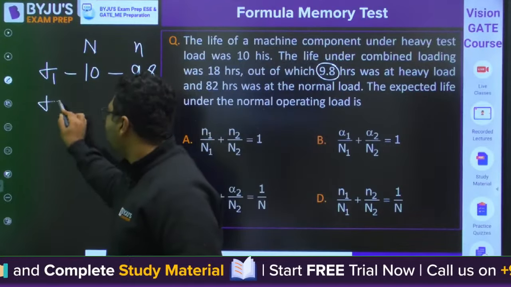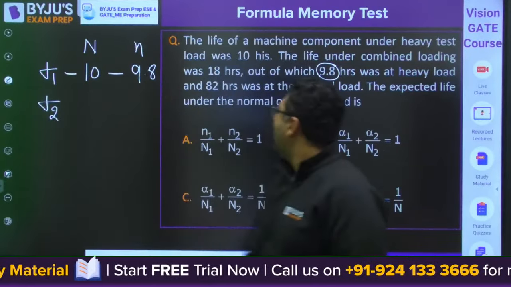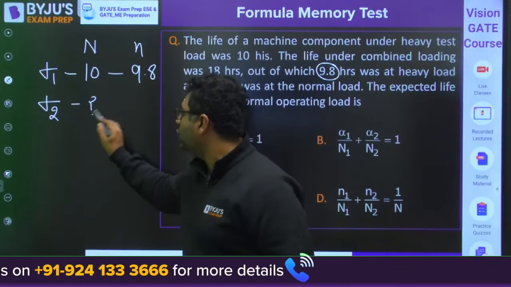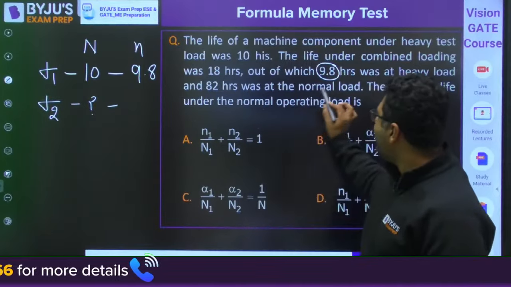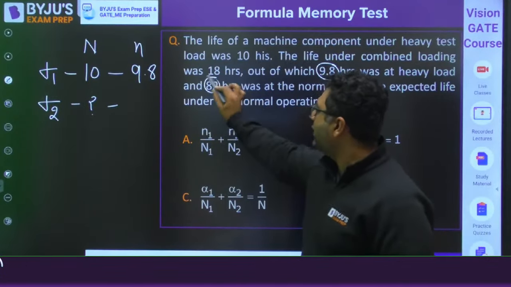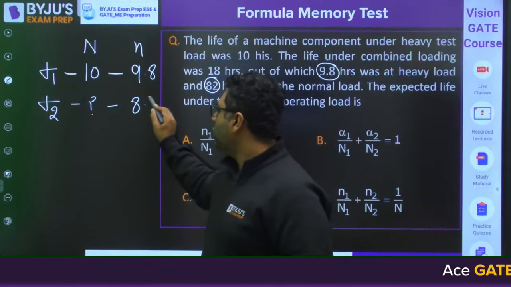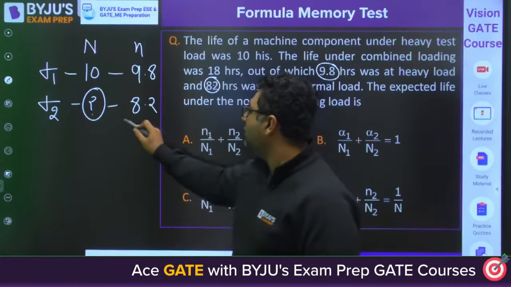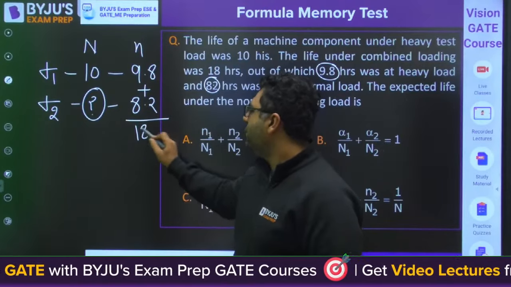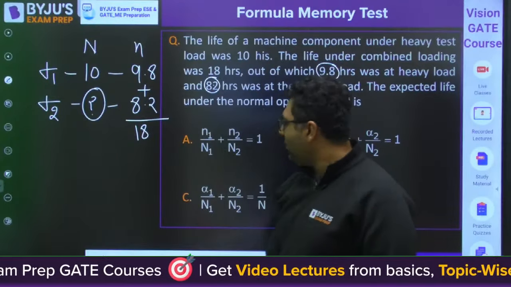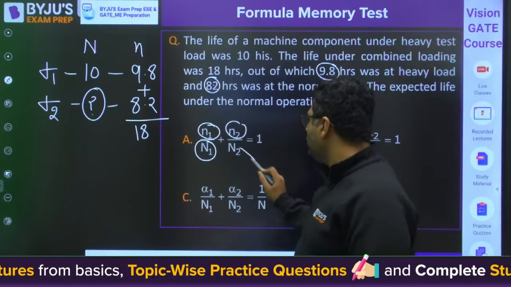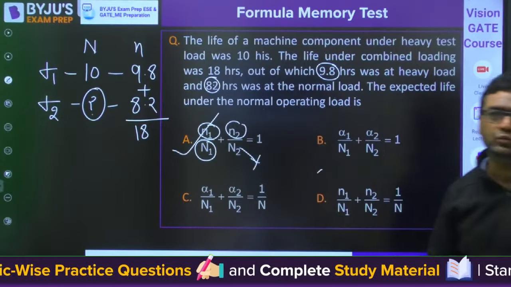Then there is a light load that is sigma 2. And for light load sigma 2, the life is not given. That you need to find out. And how many hours you are having at that loading is 8.2. They are saying find out this, and they have even given the total life. Obviously that is always total. So my dear, you can see N1 is given, N2 is given, N2 you need to find out. Only this formula can be used.